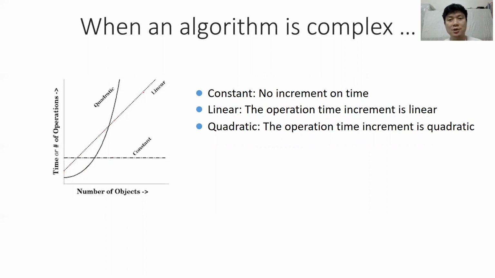So it is linear. But the quadratic is another kind of complexity. The operation time increment is quadratic. So when the number of objects or the number of data increases, the computational time increases quadratically. So it's like x to the power of 2. Okay. So if the data is x, then if you raise it to the power of 2, it will be quadratic. Then your computer needs to support this kind of computational time. If your computer is very good, of course, you can do it as well.